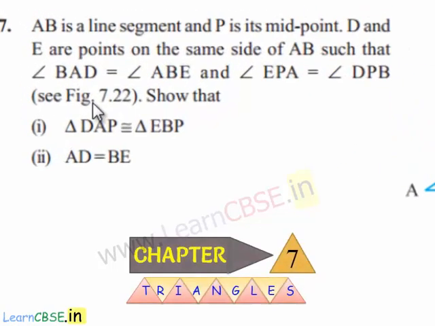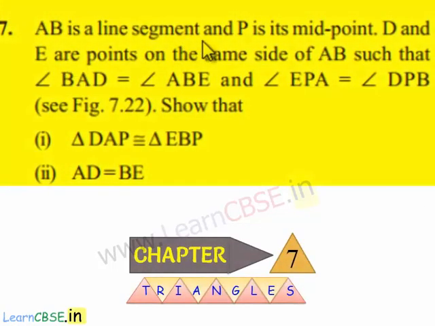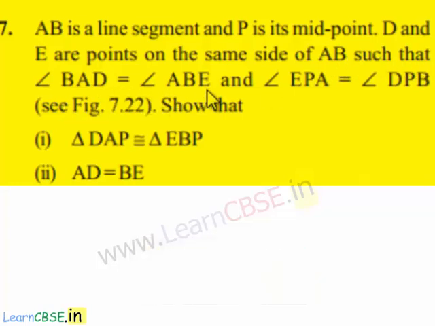Moving on to 7th question. AB is a line segment and P is its midpoint. D and E are points on the same side of AB such that angle BAD is equal to angle ABE and angle EPA is equal to angle DPB. Then show that in the first case triangle DAP is congruent to triangle EBP and AD is equal to BE. Now moving on to the solution.